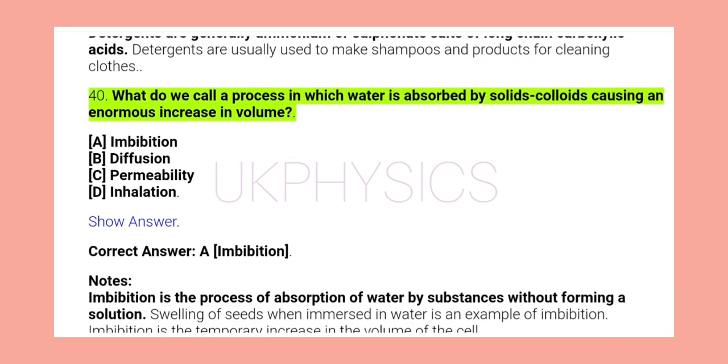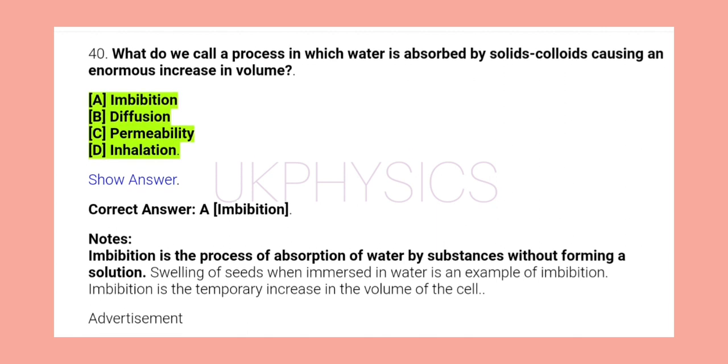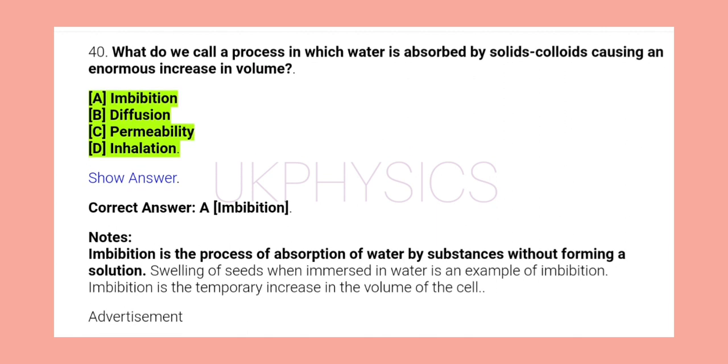40. What do we call a process in which water is absorbed by solid colloids causing an enormous increase in volume? A. Imbibition, B. Diffusion, C. Permeability, D. Inhalation. Show answer. Correct answer, A. Imbibition. Notes: Imbibition is the process of absorption of water by substances without forming a solution. Swelling of seeds when immersed in water is an example of imbibition. Imbibition is the temporary increase in the volume of the cell.